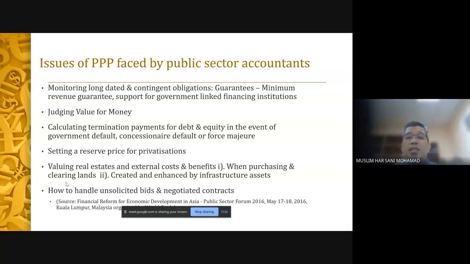Valuing real estate and external costs when purchasing and clearing land, created and enhanced by infrastructure assets, and how to handle unsolicited bids and negotiated contracts. Okay, so these are examples.